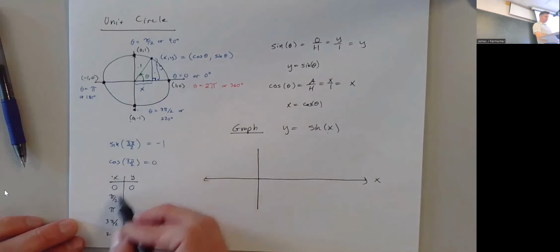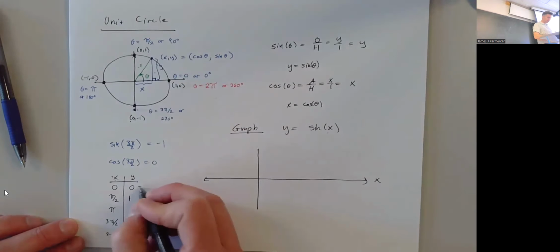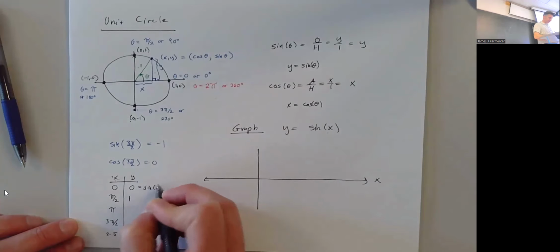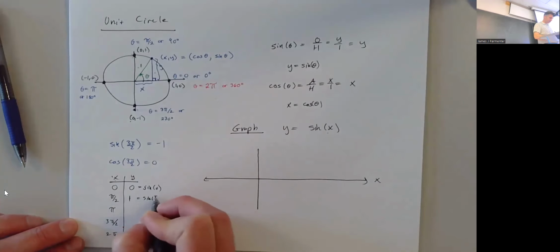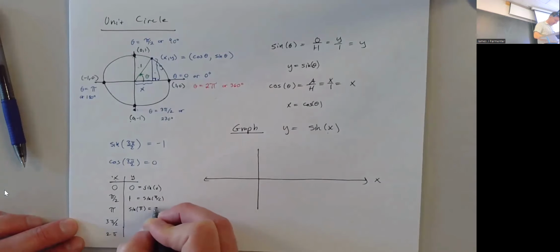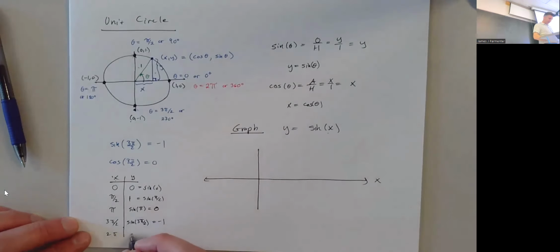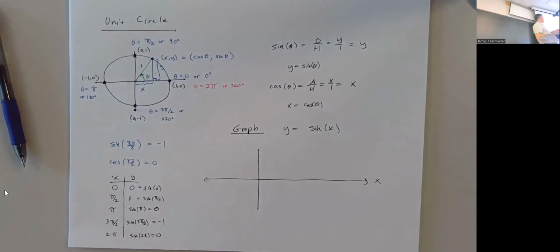So if I want to find sine of pi over 2, it's going to be 1. I should write that's sine of 0, and that's sine of pi over 2. Sine of pi is going to be what? Sine of 3 pi over 2 we already did. It was -1. And finally, we're back to where we started. Sine of 2 pi is equal to 0. And then this thing just repeats.